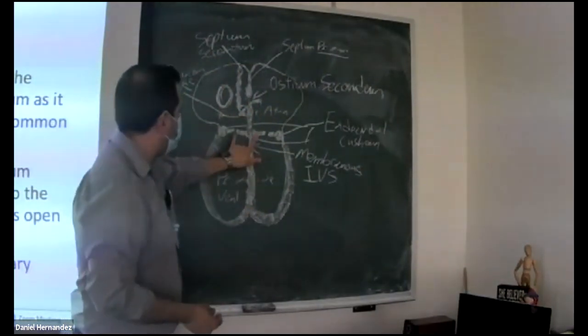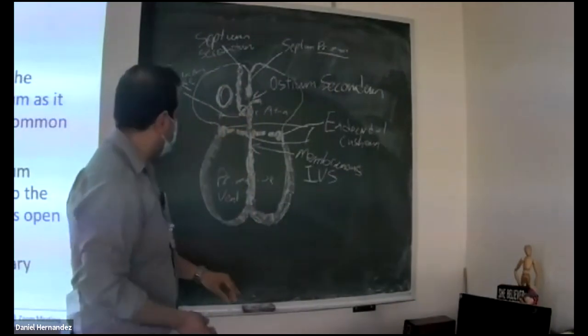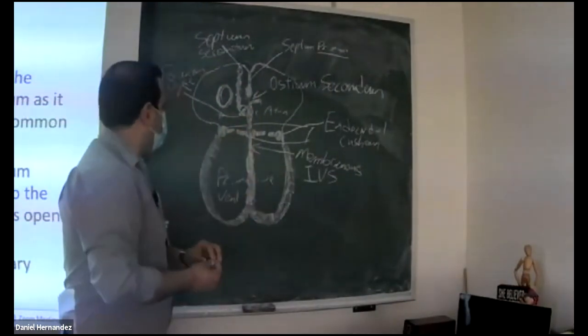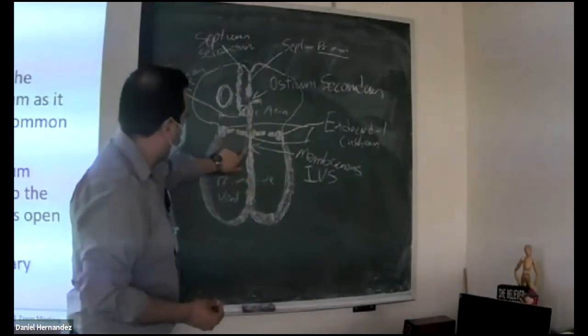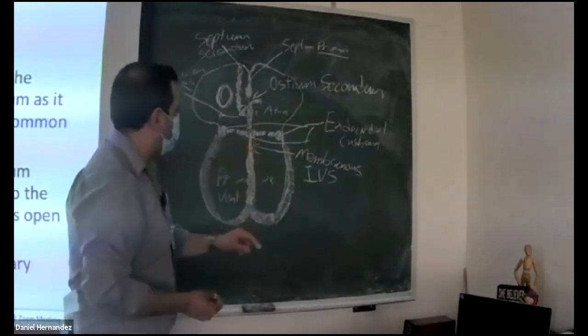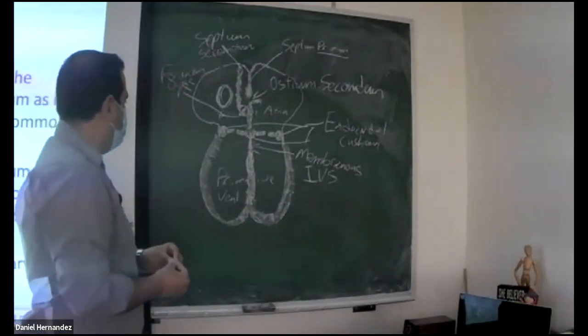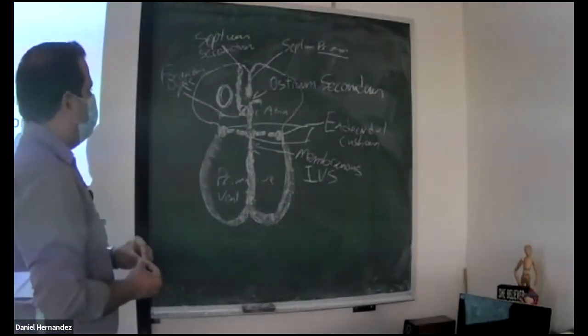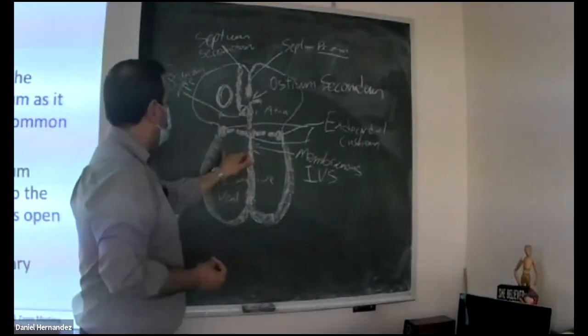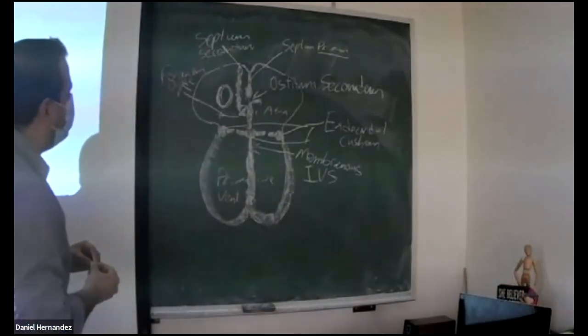The endocardial cushions also go down, and the ventricular septum comes up to meet it. The thinner portion of the ventricular septum is the membranous portion of the intraventricular septum. The endocardial cushions also help to form the atrioventricular valves.